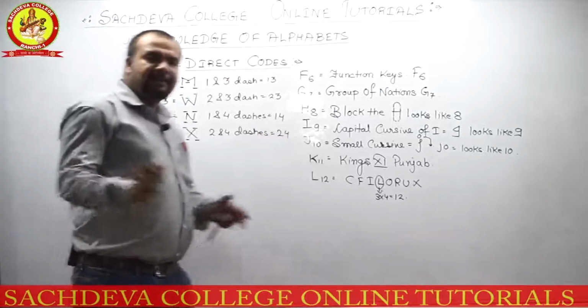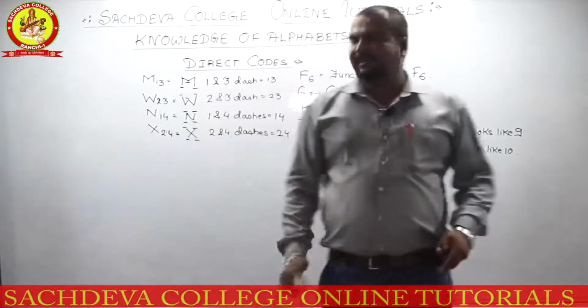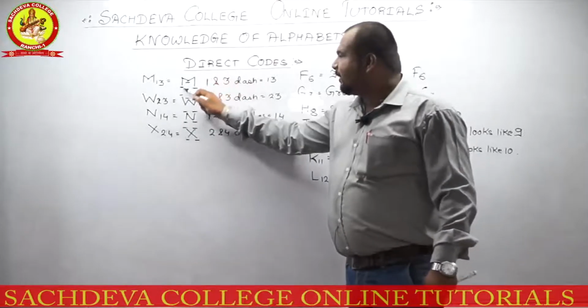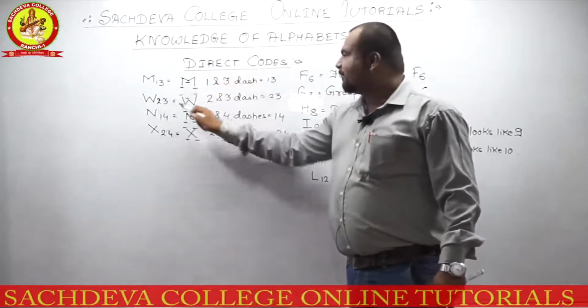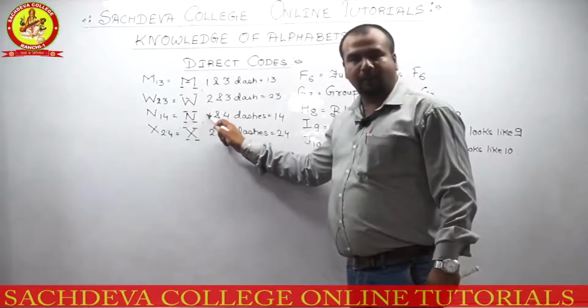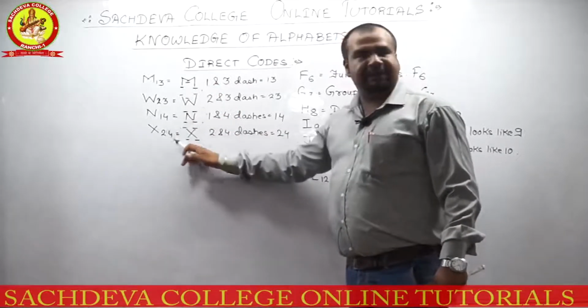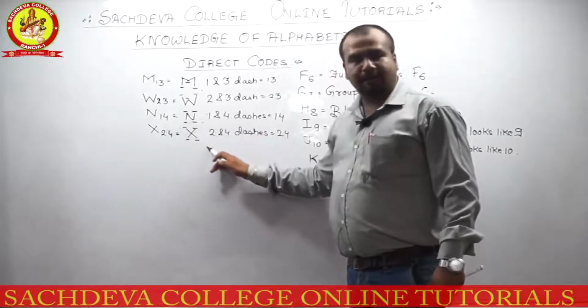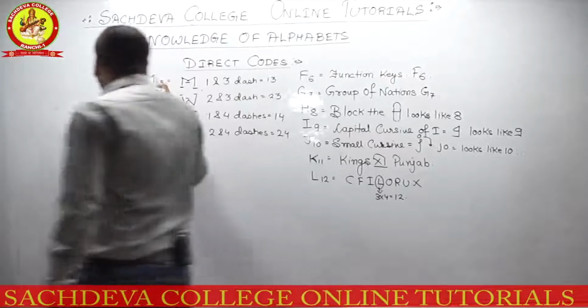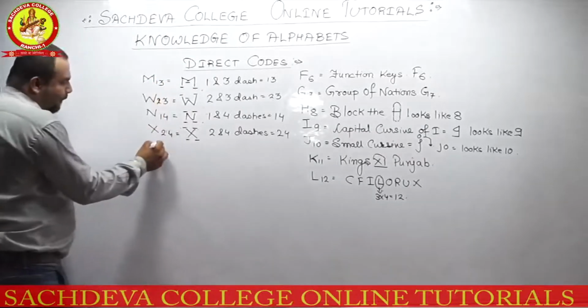So it is very simple to recognize that we have 4 alphabets that we can learn with the formula of dashes, that is M13, that is 1 and 3 dash. Then again we have W23, 2 and 3 dash. Then we have N14, 1, 2, 3, 4, 1 and 4 dashes. Then again 24, that is 2 and 4 dash, is equal to X. Yes or no?